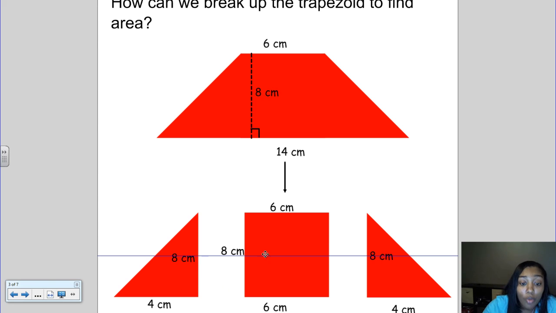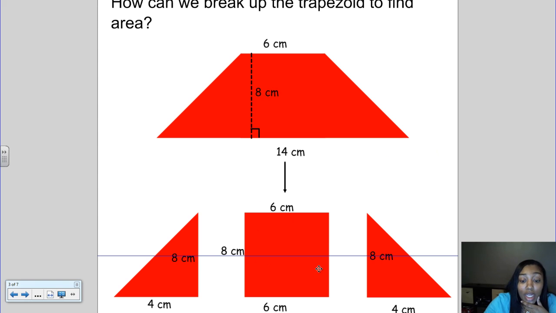I know that the height of the triangle and the height of the rectangle are going to be the same because when I break it off here, they all have a height of 8 centimeters. If you can see here, I've labeled each one with a height of 8 centimeters. Now as far as the base, I know that the bottom of this trapezoid is 14 centimeters total. That means the base of the triangle plus the base of the rectangle plus the base of the other triangle should give me a total of 14 centimeters.